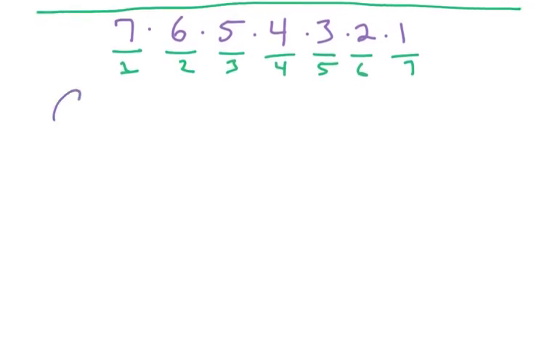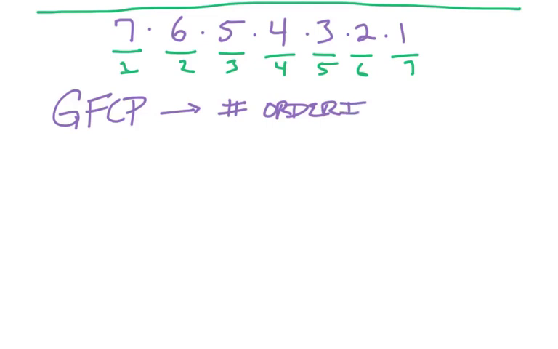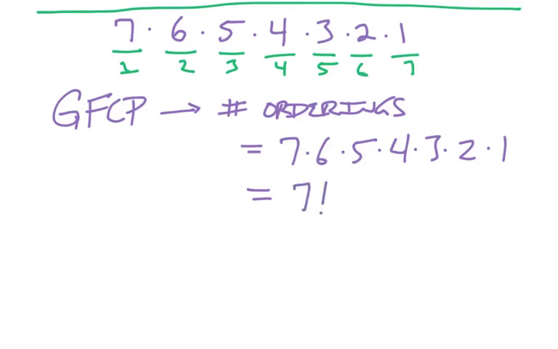All right, so what this says is that by the generalized fundamental counting principle, the number of orderings is going to equal 7 times 6 times 5 times 4 times 3 times 2 times 1. And remember, this is what we called 7 factorial, denoted by this exclamation mark. And if you're really curious what that number is, it's 5,040. That's a lot.